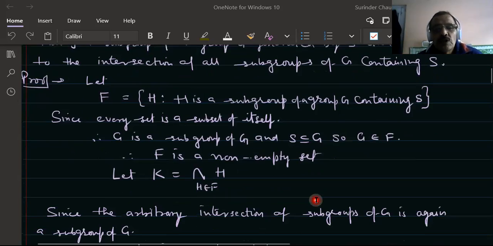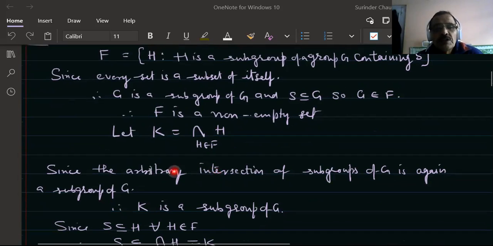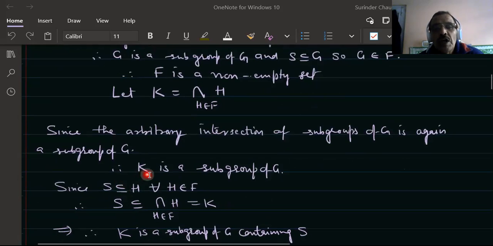So let us suppose that K is the intersection of all the subgroups of G containing S. Since we know that an arbitrary intersection of subgroups of G is again a subgroup, and we have proved this in the earlier lecture, K is a subgroup of G.